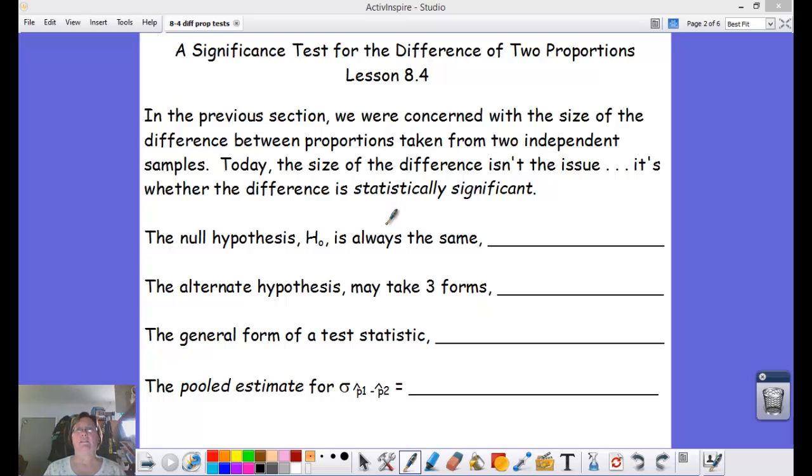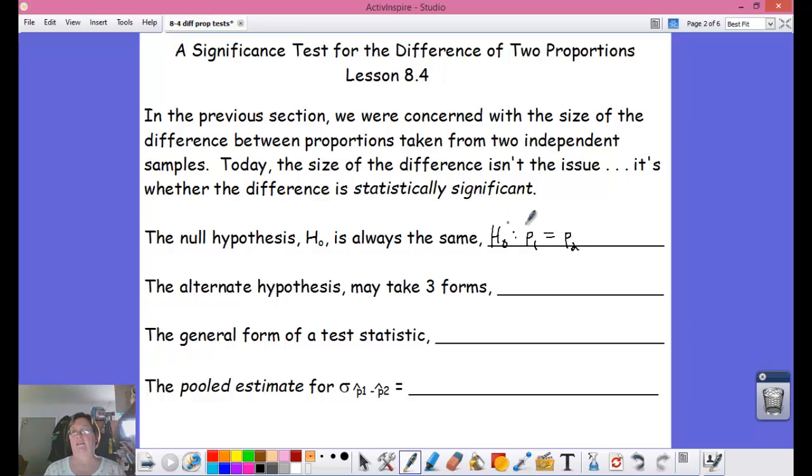When we looked at the confidence interval, we were looking at the size of the difference between two proportions. Today the size of the difference isn't the deal. It's whether that difference is statistically significant. The null hypothesis in this type of test, the difference of two proportions, is always the same. Your null hypothesis will be that the two proportions P1 and P2 are equal.